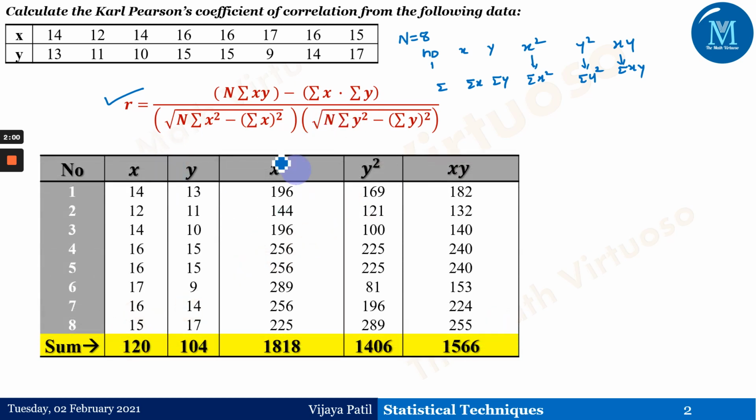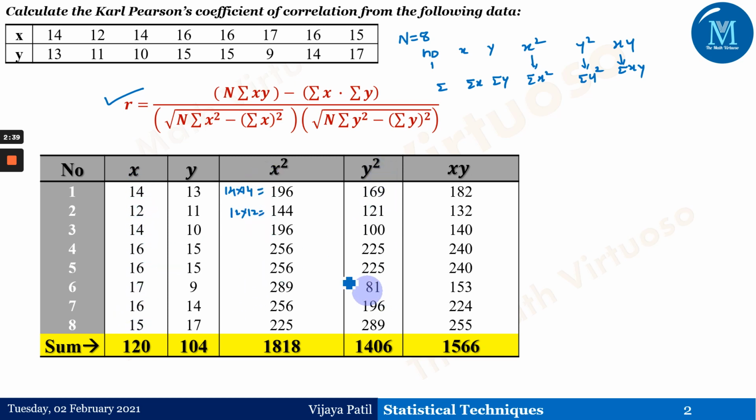I have directly done the table here. So it's number, x, y, x square, y square and xy. So we needed 6 columns, including the number. Okay, so this is x. We need the summation of x as 120, summation of y as 104, x square summation as 1818. X square is nothing but the square of the x column: 14 into 14 has been written here, similarly 12 into 12. This is what has been done throughout this table.